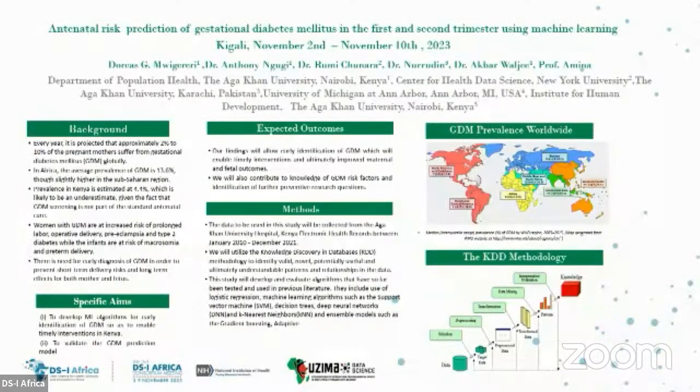So I'll start off with the statistics. The global prevalence of women who suffer from GDM is 2% to 10% annually. When you narrow down to Africa, the prevalence is 13.6%, with a specific 4.4% in sub-Saharan Africa. That is seen to be high, considering most women don't often undergo GDM screening, as it's not part of the antenatal screening.